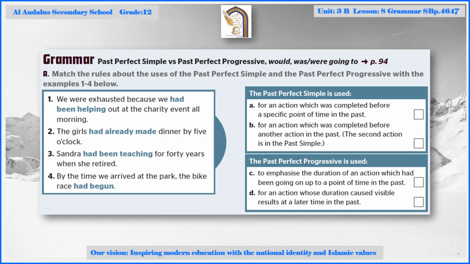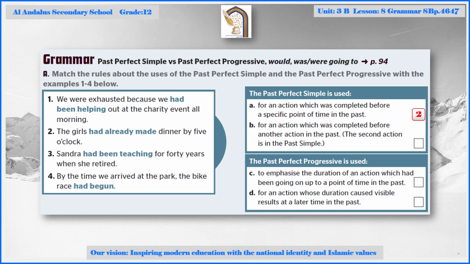Now, gentlemen, we have to write up what we have demonstrated by matching the rules to the relevant examples. Please look at the rules on the right. The past perfect simple is used for an action which was completed before a specific point of time in the past. Where is the matching example? That's right, sentence 2. The girls had already made dinner by 5 o'clock.